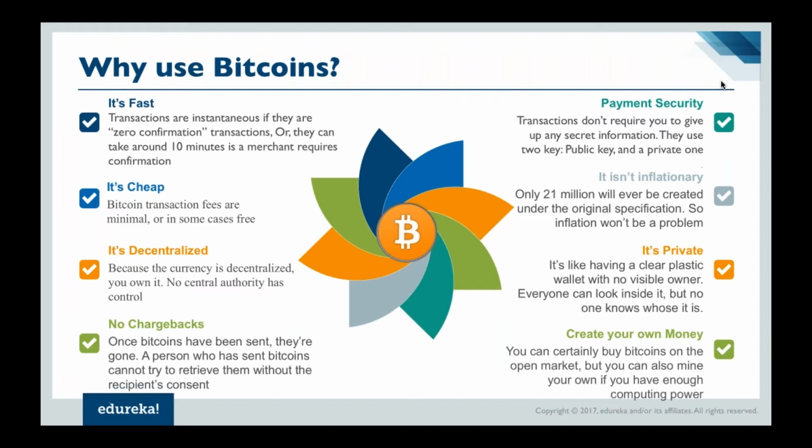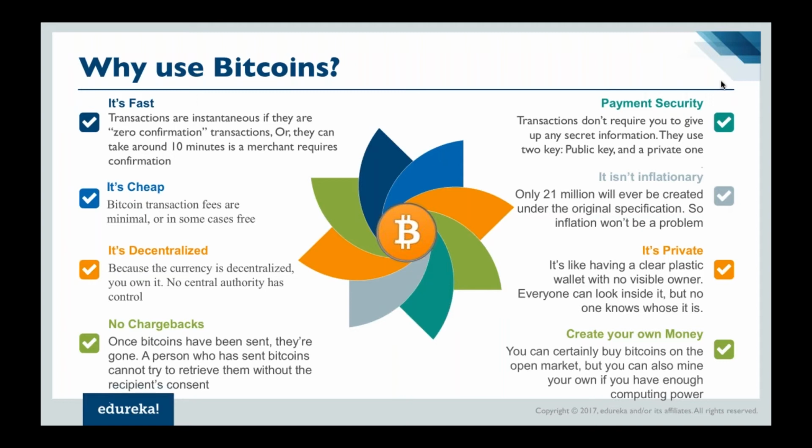Okay, so there are no chargebacks. Once the Bitcoin have been sent from one wallet to another, they are gone, because there is no trusted third party. You cannot reverse that transaction. Every transaction is recorded finally on the blockchain database. A person who has sent the Bitcoins cannot try to retrieve them without the recipient's consent. So that's again an important aspect.